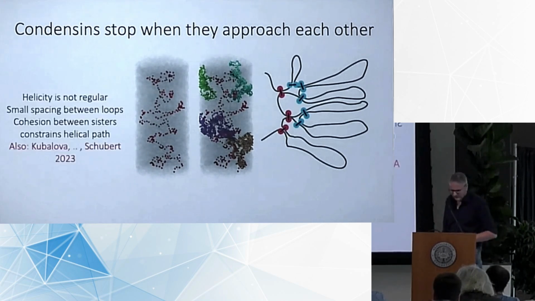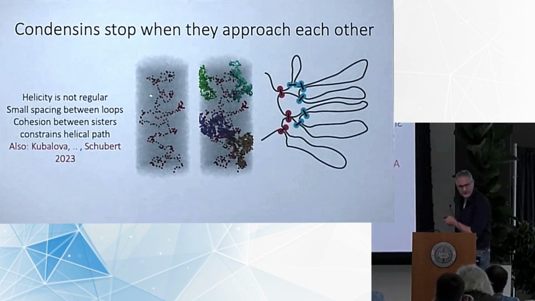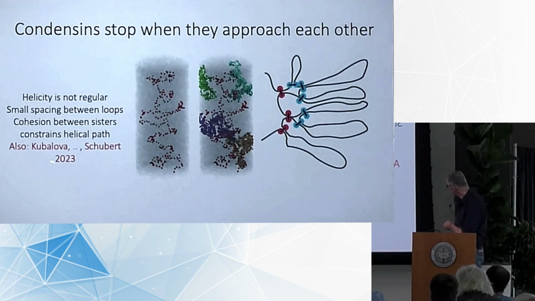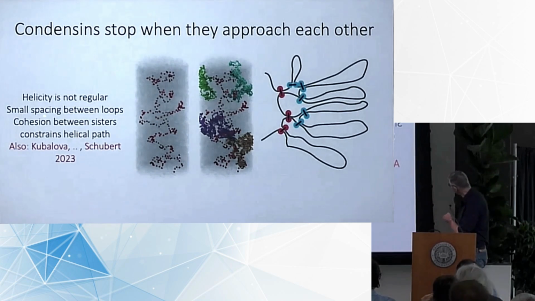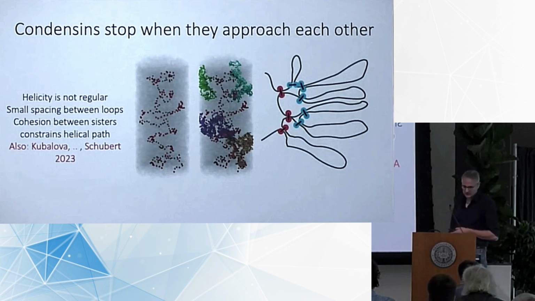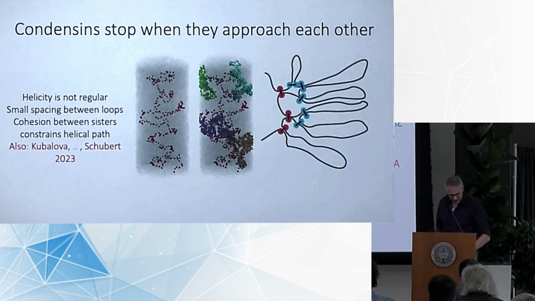What we learned from these models, all kinds of interesting features that I won't have time to talk about in detail. For instance, helicity is not as irregular as we had suggested a few years ago, which is a very important update to our model. We also find there is a need for small spacing between the condensin loops. It was also seen in unrelated, independent work from the Schubert lab last year in barley. And we also found that the cohesin between the sister chromatids puts an important constraint on this helical path. Again, these are interesting details for future study that I won't have time to talk about in great detail.